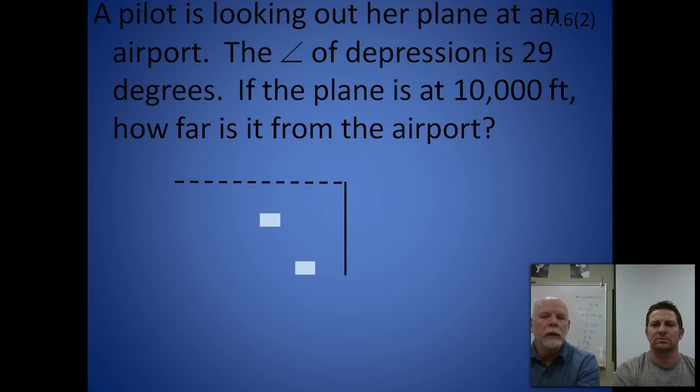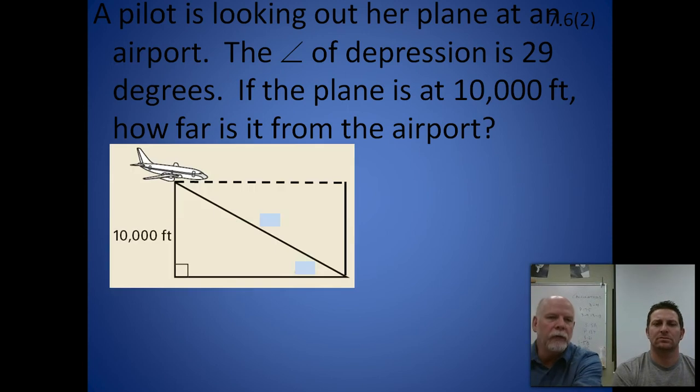As we look at a diagram of that, the plane's 10,000 feet up. The angle of depression is 29 degrees, and again, we're not going to use the bottom triangle here. We're looking at the top one because we're talking about angle of depression. It would be like her eyesight out the front of the plane. The plane is 10,000 feet up, and that one ends up being 29 degrees as well.